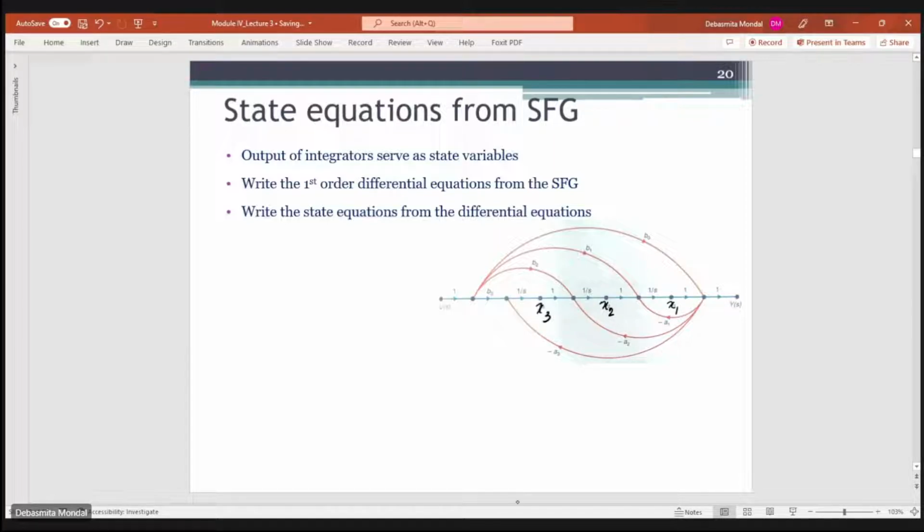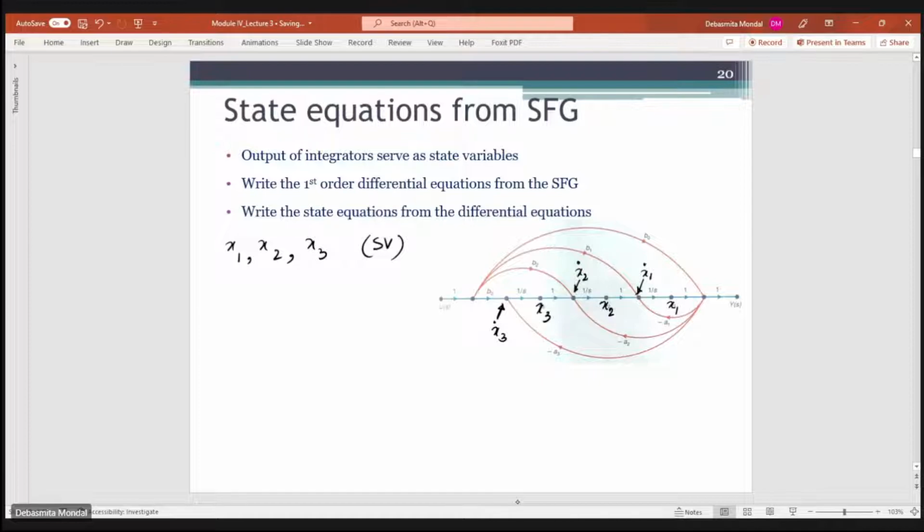Once you have x1, x2 and x3, you can write that the node previous to each one is its derivative. This one will be x1 dot, because x1 dot passed through an integrator gives you x1. Similarly, the node before this one will be x2 dot, and this node will be x3 dot. So the state variables of my system are x1, x2, x3. Now we'll simply write the equations from this signal flow graph.